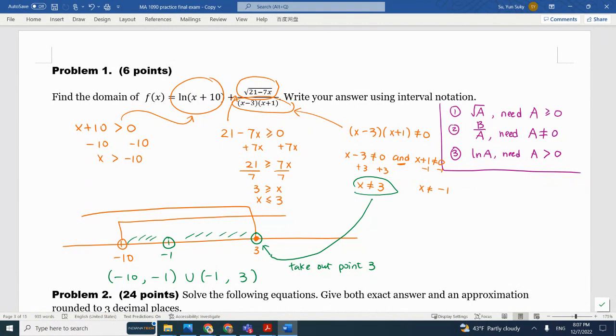Okay, if you can understand problem 1, could you type 1 in the chat?